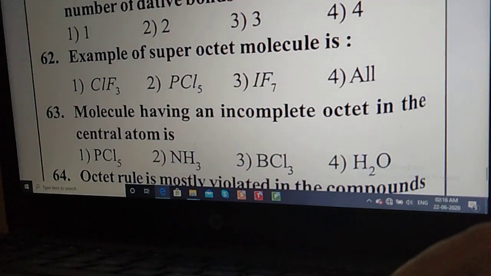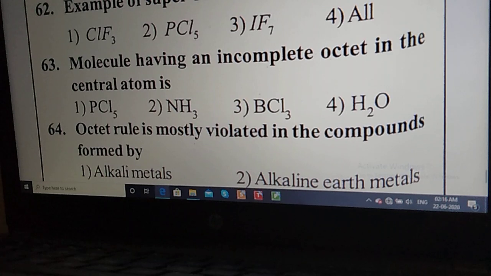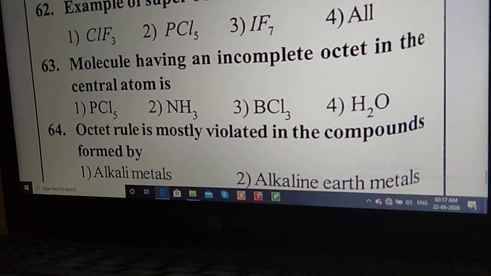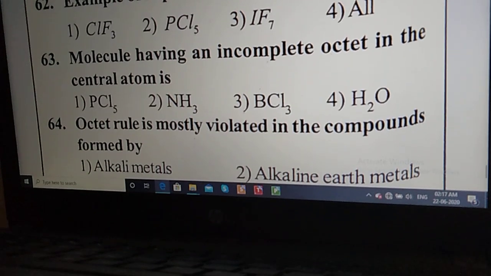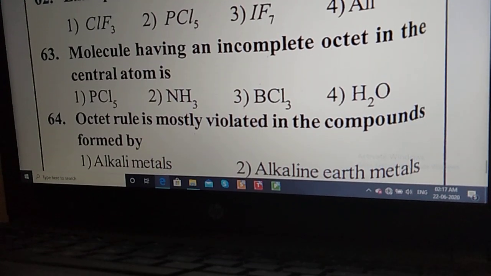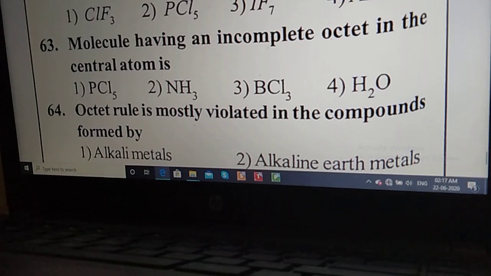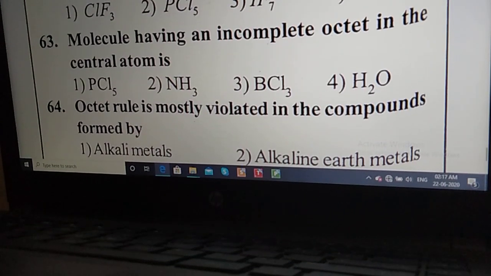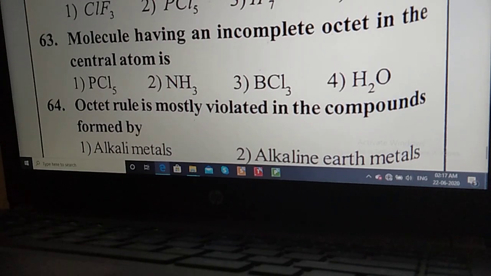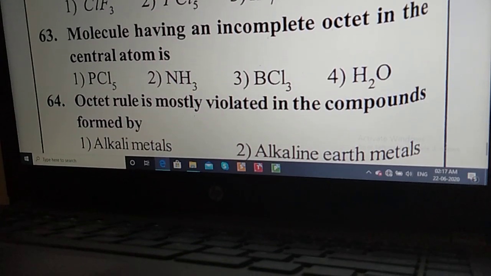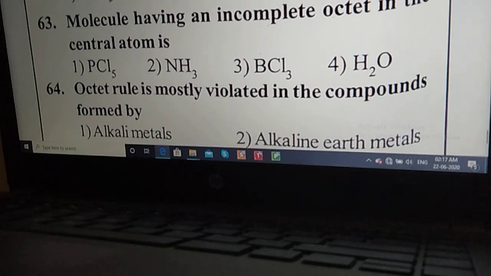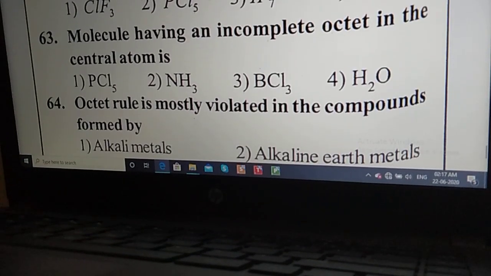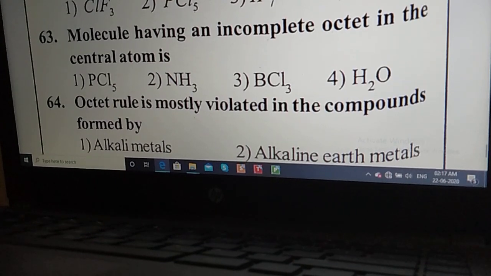Now let us move to question number 63. The molecule having an incomplete octet in the central atom. The first option is PCl5, the next is NH3, the next is BCl3, and the next is H2O. So there are 4 options, students. Which one can be the answer?